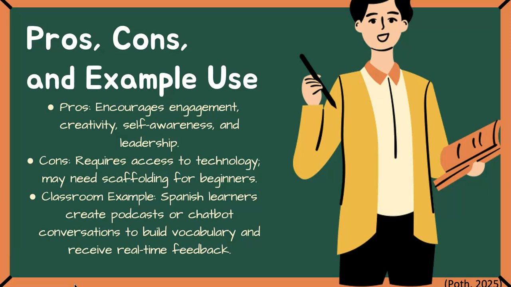However, there are important challenges to consider. Access to technology isn't universal, as some students may not have reliable internet or devices such as laptops. Also, beginner learners may need additional scaffolding to feel comfortable using these tools. One real-life example from the article is having Spanish learners create a podcast or engage in chatbot conversations to practice their real-life language use and receive real-time AI feedback.